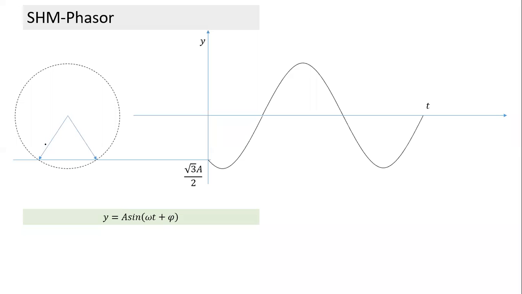This is the correct one. This one is going away from the mean position. That's what we should understand about the phasor. And see, once we understand the phasor, things become a little easier if we learn how to apply it.